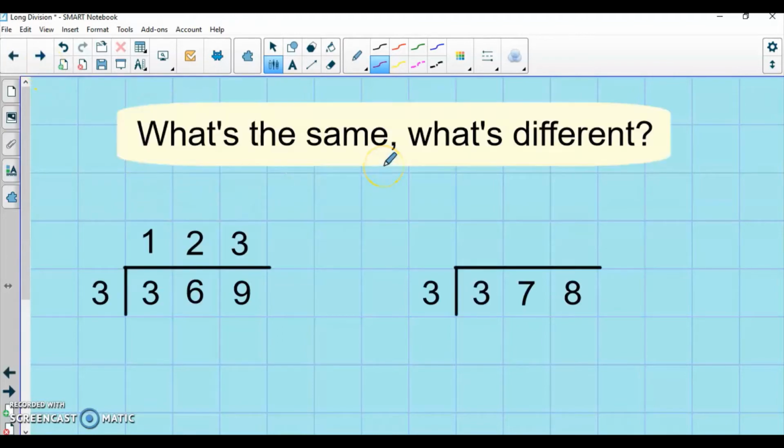Now let's take a quick look at this question. You'll see down here we've got the very same question we've just done. What do you think is the same? What's different about these two questions? I'll give you a moment to think about it.